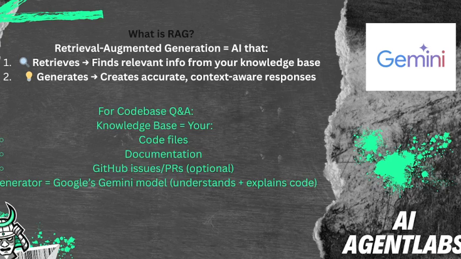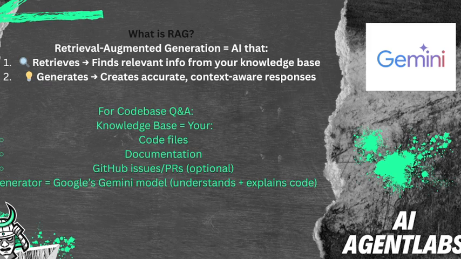So, you may ask yourself, what is a RAG? A RAG is retrieval augmented generation. It's like an AI that retrieves and generates. What it retrieves is relevant information from the knowledge base. This is the data you have given it, and it creates accurate, context-aware responses. For our code base Q&A, our knowledge base is your code files, documentation, and GitHub history. It then uses the Google Gemini model to understand and explain your code.